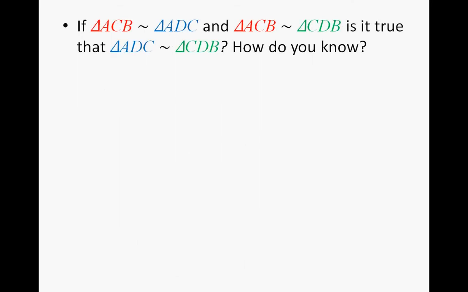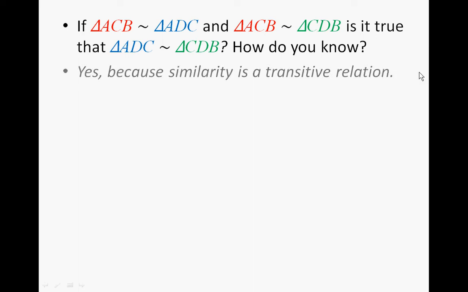So if triangle ACB is similar to ADC, and if triangle ACB, that original triangle, is similar to CDB, and notice I color coordinated them, is it true that ADC is similar to CDB, and how do you know? Well, yes, because similarity is a transitive relation. We have gone from one triangle to another, and from that original triangle to a third triangle, which means this second triangle is similar to the third triangle.